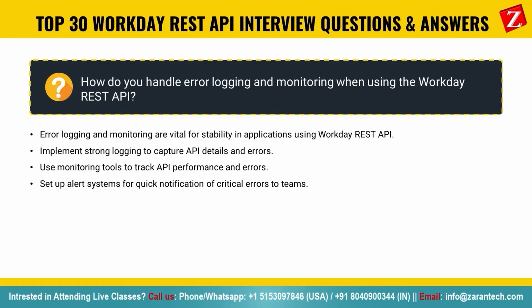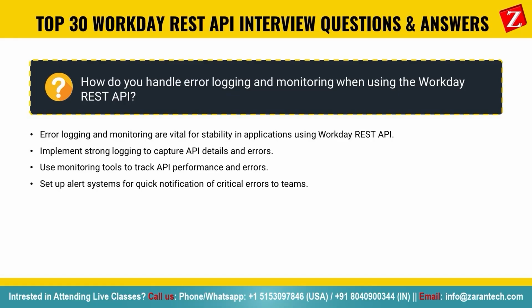Lastly, setting up alert systems is crucial for swift action. When critical errors occur, you want your team to be notified immediately so they can jump into action and resolve the issue. For example, let's say your application relies heavily on data from Workday for scheduling shifts. If there's an error retrieving that data, an alert system would notify the scheduling team promptly to prevent disruptions.